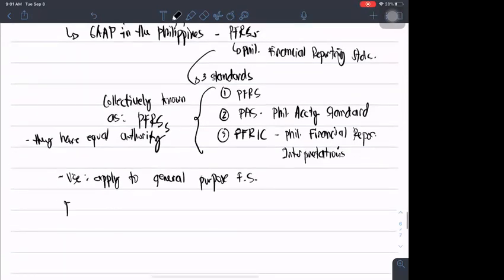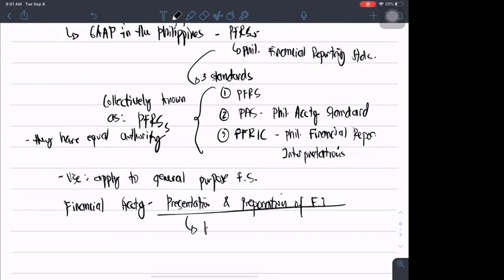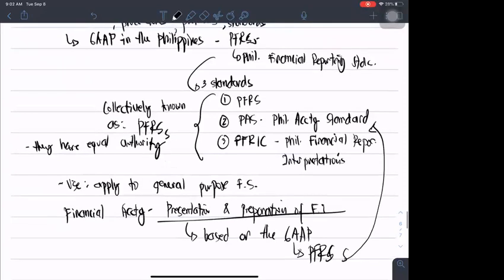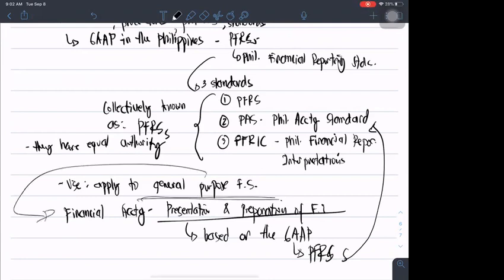So take note, a while back we said your financial accounting is for the presentation and preparation of financial statements. So how you present and prepare financial statements is based on the GAAP. And when we say based on the GAAP, it is based on your PFRSs, and PFRSs are these three items. So take note, PFRSs apply only to general purpose financial statements that are used in your financial accounting. So that is the GAAP in the Philippines.